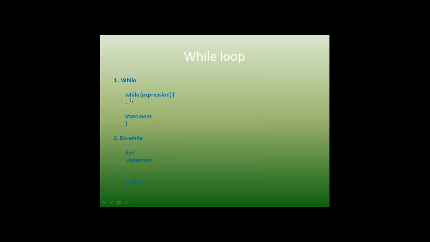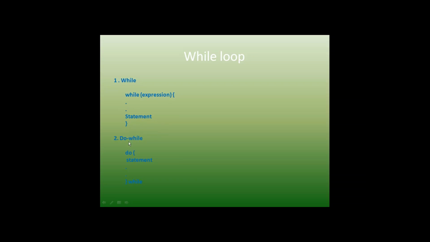Then we have the while loop. In a while, we put a while and an expression. If it is true, all the statements inside the braces are executed, and once all the statements are executed, it will again come back to this expression. If it's true again, it's going to execute again. That's how it works.